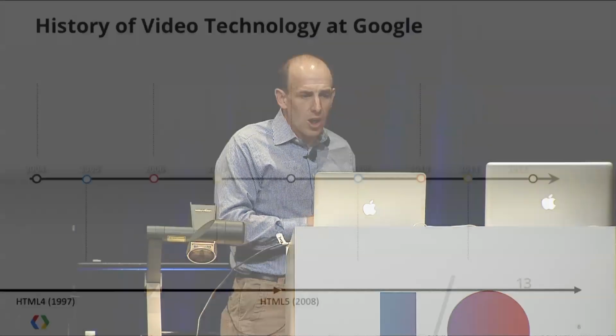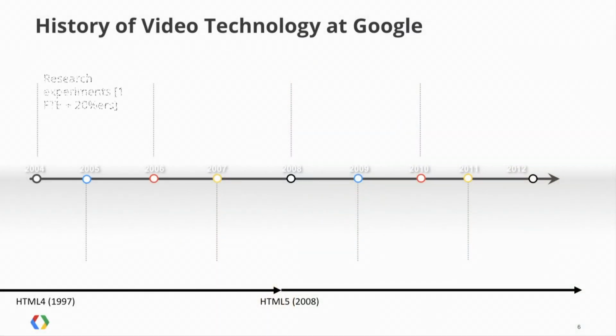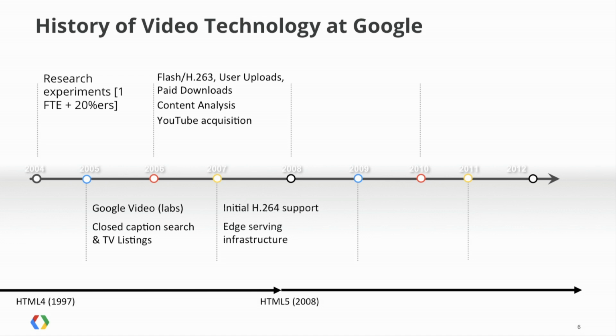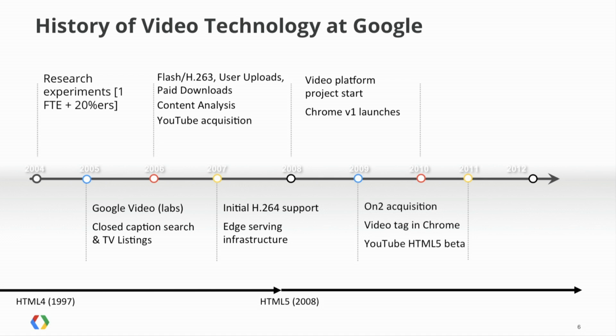So to start off with, just taking a quick look at how Google got into video. Video at Google started in the same way that so many big projects at Google start, as an experiment. And we launched it with just a single full-time engineer and a number of engineers working 20% of their time on video, really focusing on video-related data.